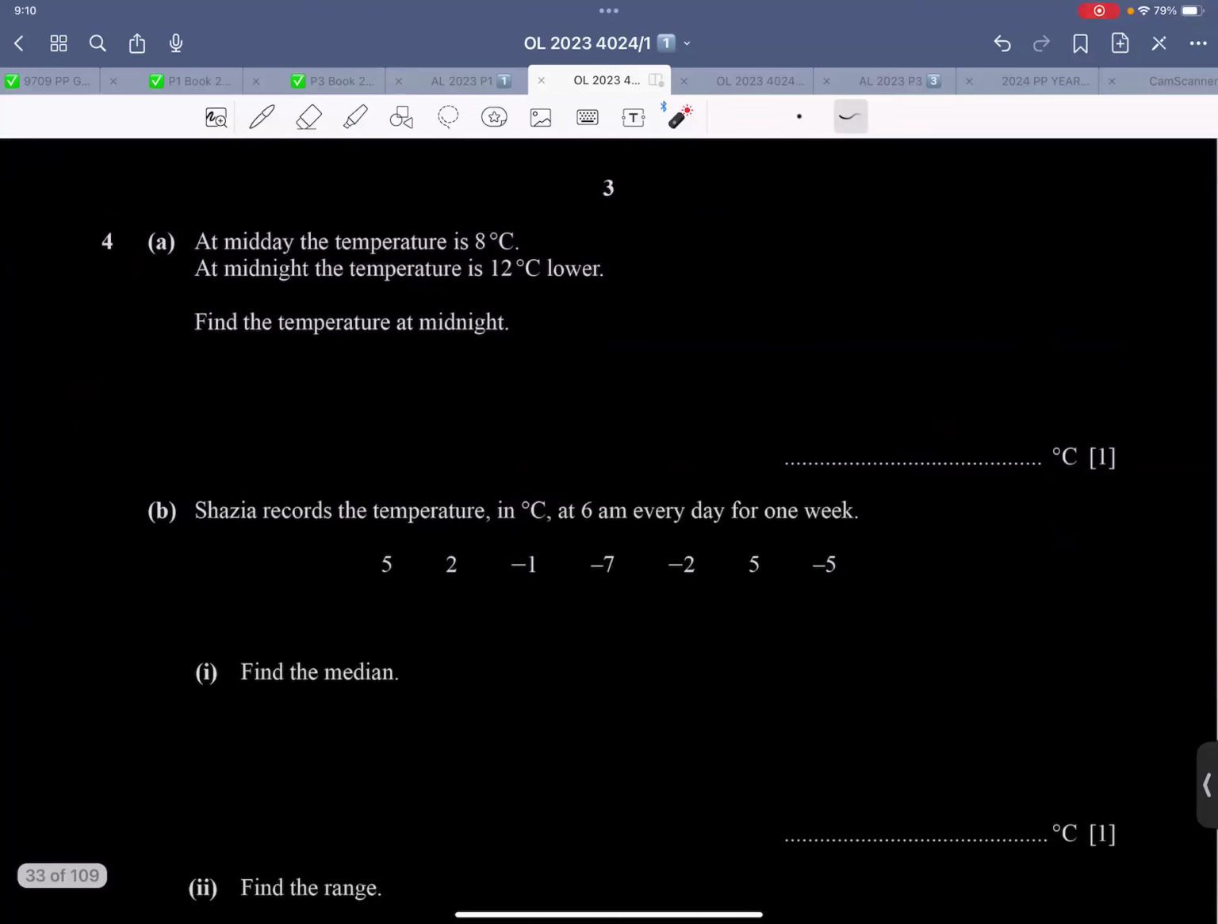Question number 4 is about temperature. At midday, the temperature is 8. At midnight, the temperature is 12 degrees Celsius lower. So 8 minus 12, that comes out to be -4. Find the temperature at midnight, -4.